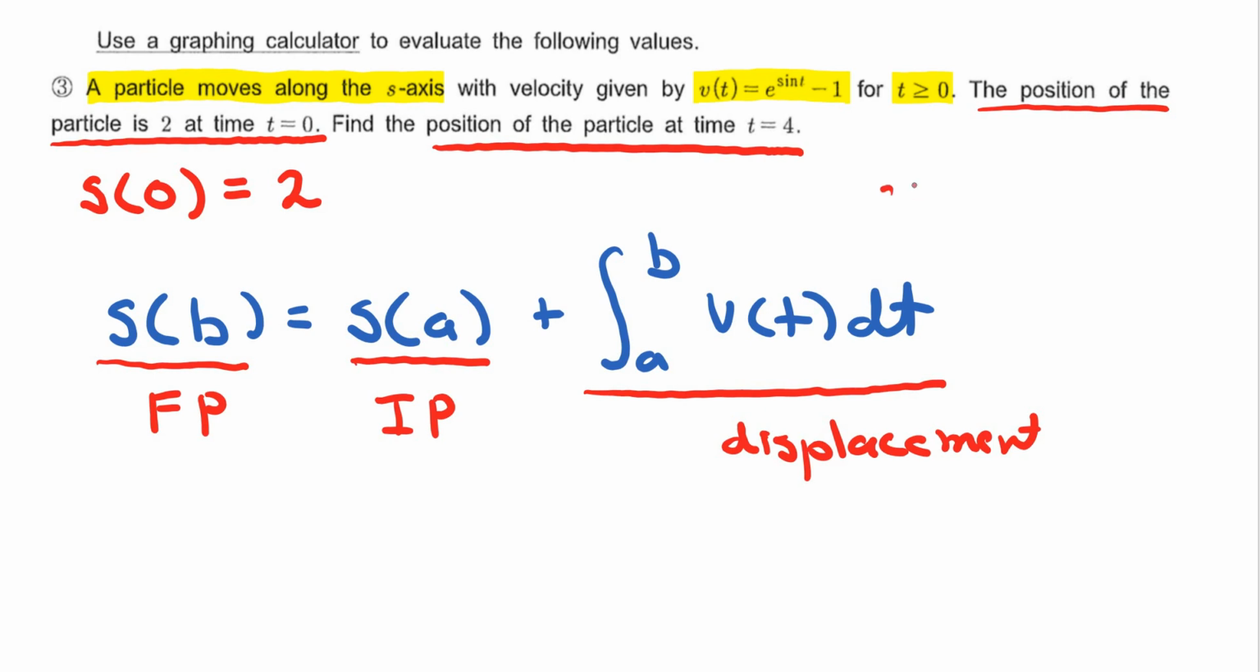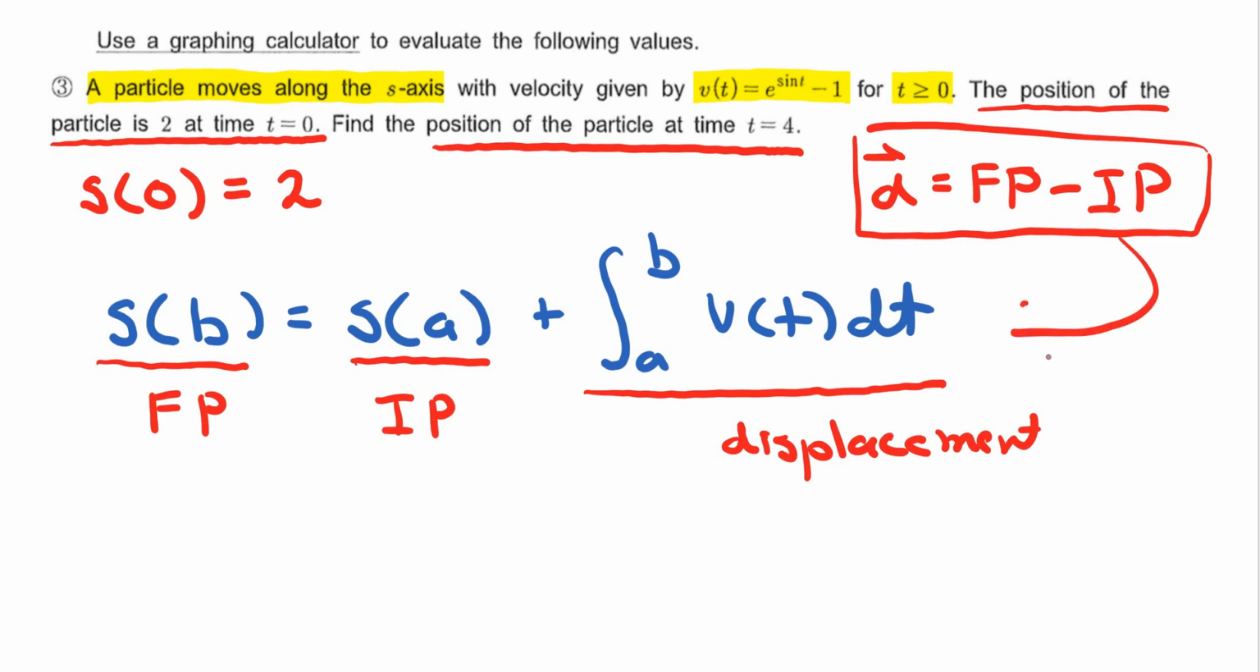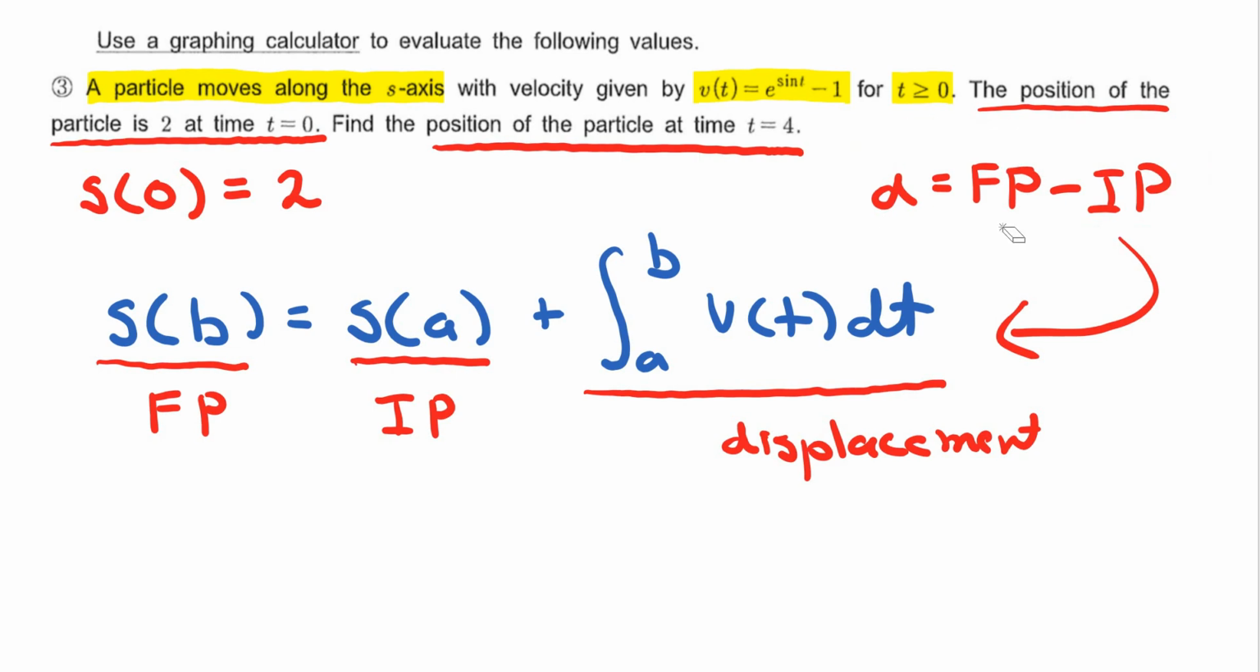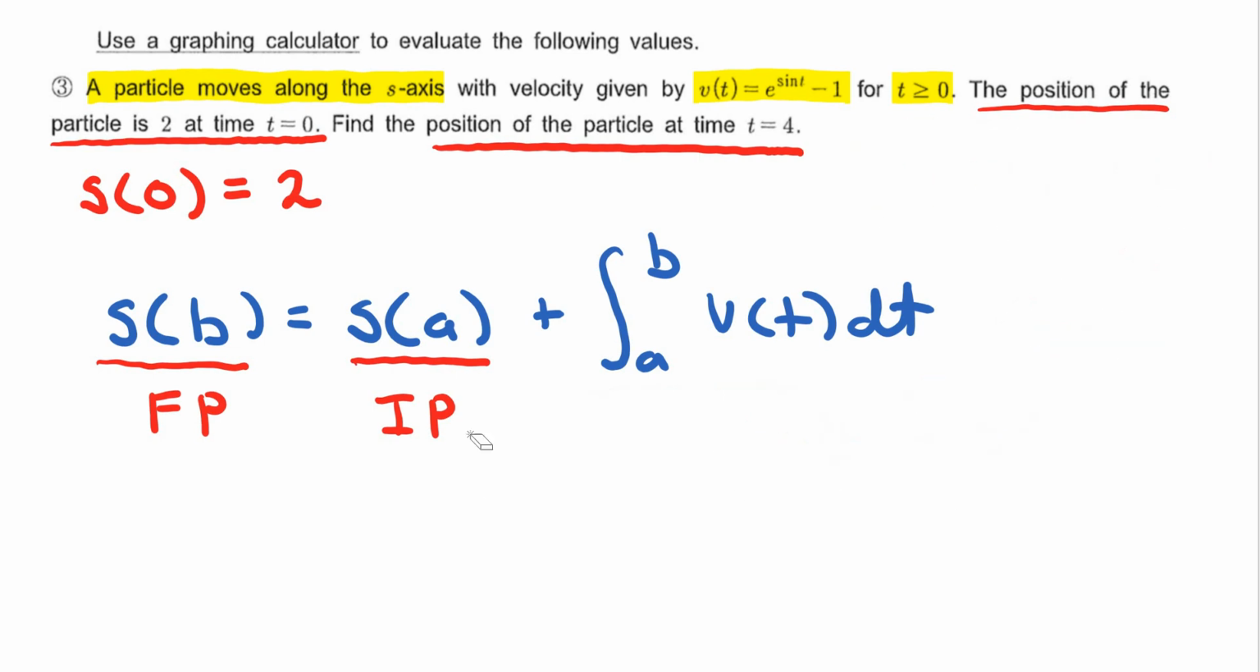And remember, the general formula for displacement is really your final position minus your initial position. All we're doing is rearranging this formula to get to this statement right there. So this question is really just inputting numbers into a formula. Okay, now that we've established that, let's go ahead and plug the numbers in.